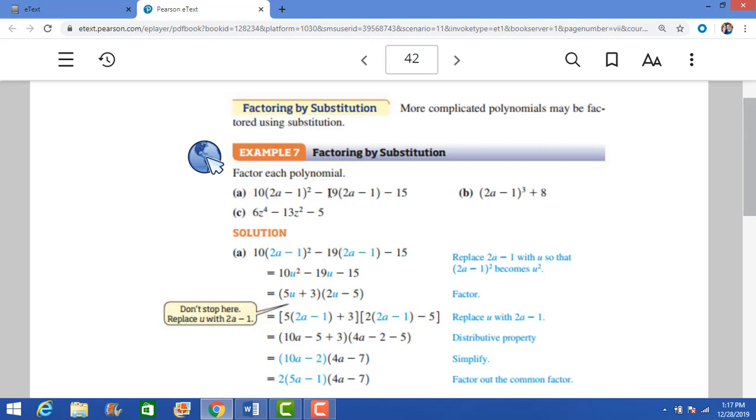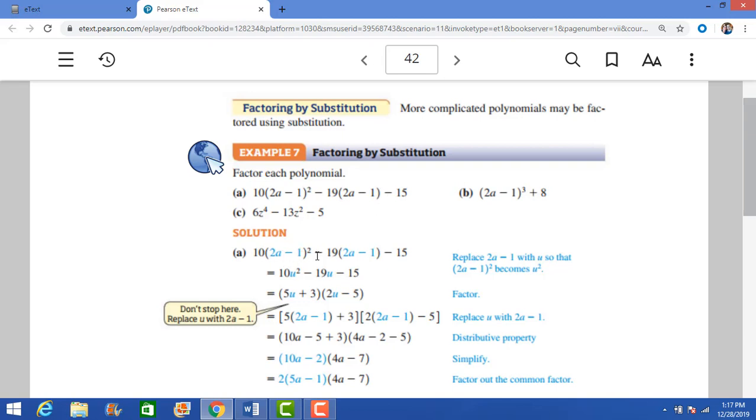So it looks like it's a polynomial in this variable, right? So what if we replace this 2a minus 1 with a different variable temporarily? Let's say u, okay? What is this going to look like? Well, it's going to look like a new polynomial in u. So that's what we're going to do.